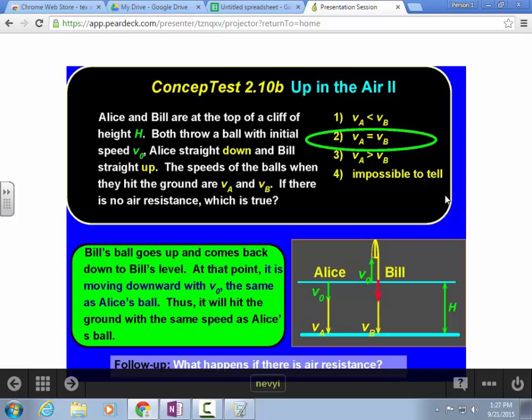So what do you guys think? Which would have a greater speed, Alice's or Bill's? Alice's would have a greater speed, and that's correct. Why?